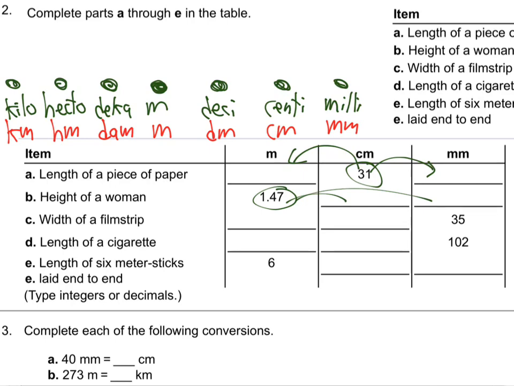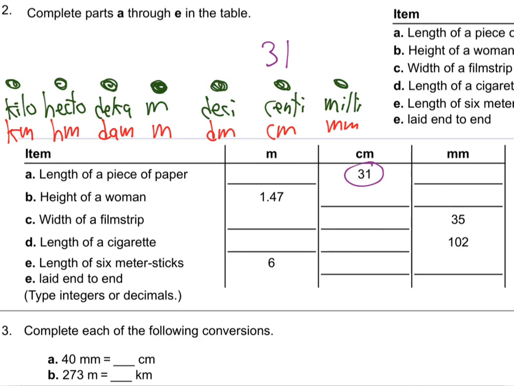So I just basically simply copied down that little table that they gave us that you'll have on your 3x5 card. And now, to convert anything within the metric system is so easy because you just start with what they gave you, 31 centimeters.